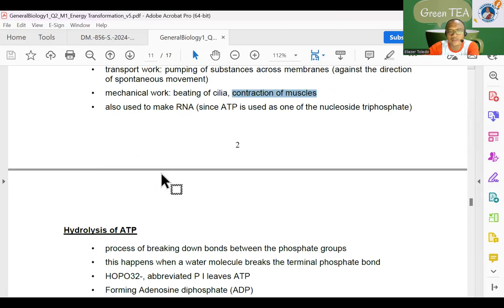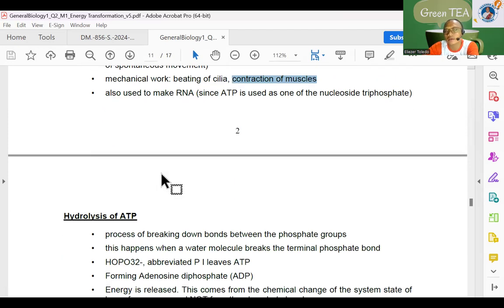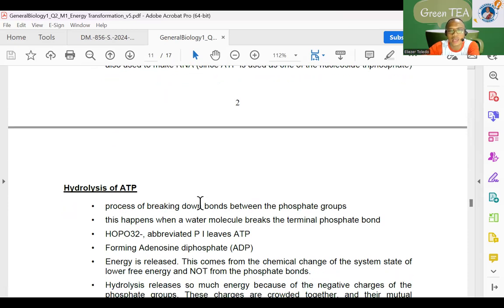Going down, for ATP, it would always require hydrolysis. Hydro means water. It is the process of breaking down the bonds between the phosphates, releasing one phosphate. Just the cycle of removing and releasing the phosphate. One water molecule breaks the terminal phosphate bond. So you can see the function of water.